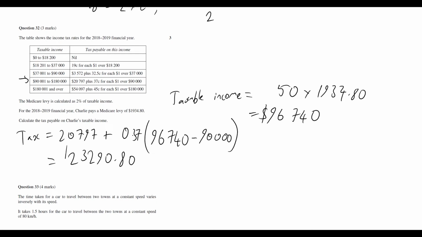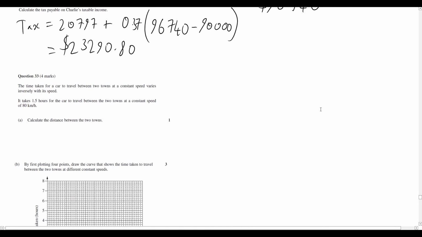Okay, moving on to question 33. So the time taken for a car to travel between two towns at a constant speed varies inversely with its speed. So it takes 1.5 hours for the car to travel between the two towns at a constant speed of 80 kilometers per hour. So calculate the distance between the two towns. Well, if we're traveling at 80 kilometers per hour for 1.5 hours, that means that they are 80 times 1.5, or 120 kilometers away from each other. And that's our answer to part A.